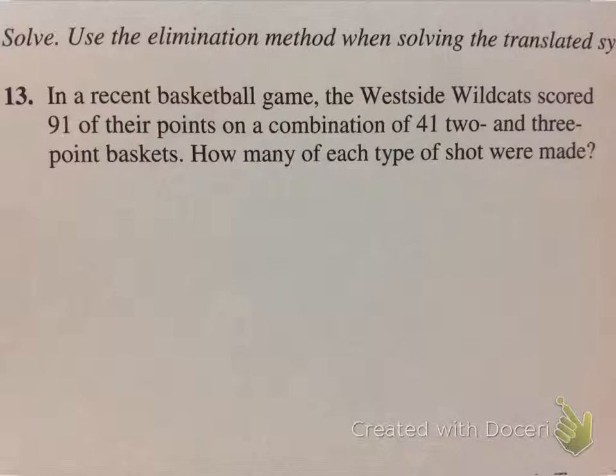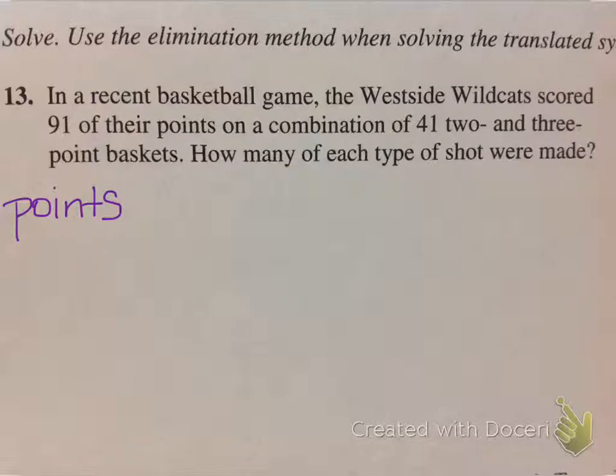Now let's look at a word problem, and let's use systems to solve it. In a recent basketball game, the Westside Wildcats scored 91 of their points on a combination of 41 2- and 3-point baskets. How many of each type of shot were made? So we're going to be writing two equations. Now we're given information about points and we're given information about baskets. So one of our equations is going to be all about the points. So which numbers describe our point situation?